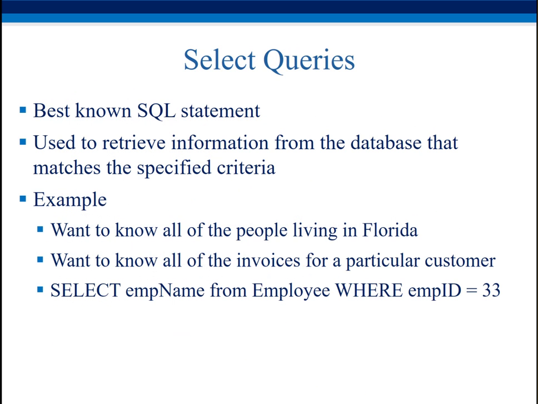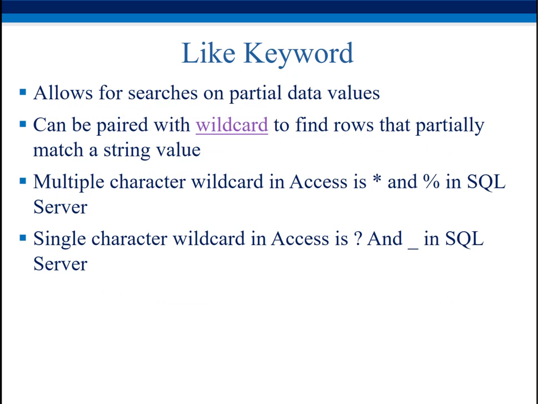And then here is the best known query. This is a select statement used to retrieve information that matches a specific query. Example, you want to know all the people that live in Florida. So select employee name from employee, that's the name of the table, where employee ID equals 35, or you could put where employee city is, or employee state is Florida.